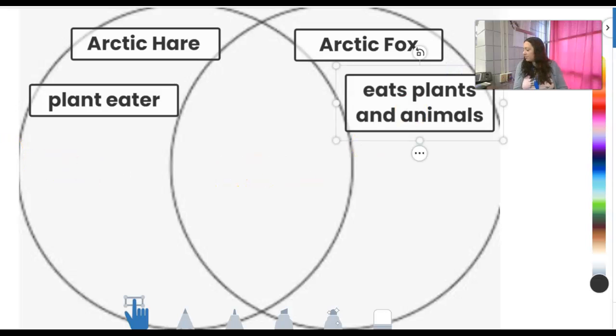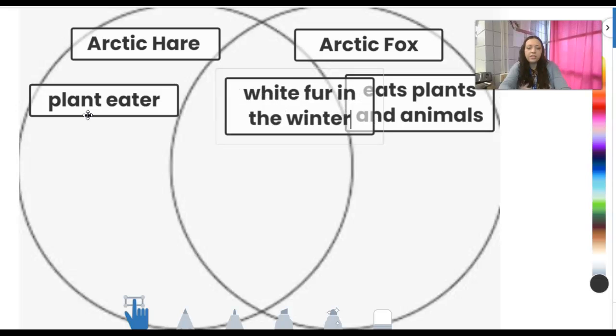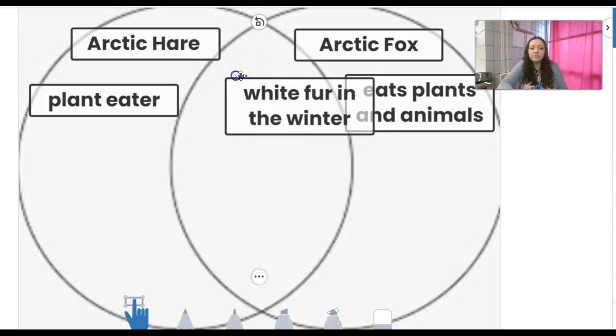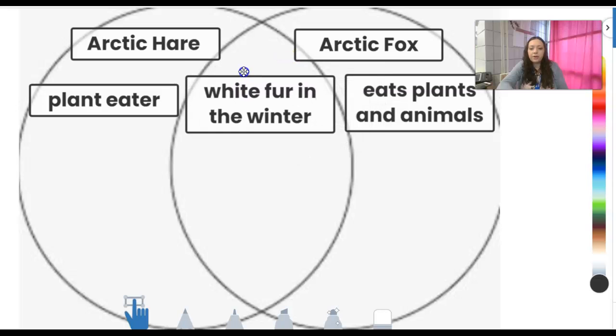Then I want to think of something that's the same. So what's something that's the same about them? They're white in the winter. Very good. So I'm going to say white fur in the winter. Now this is the same. So I'm going to put this in the middle because it's something that's for both of them. So I'm just going to move it right in this middle part, okay?